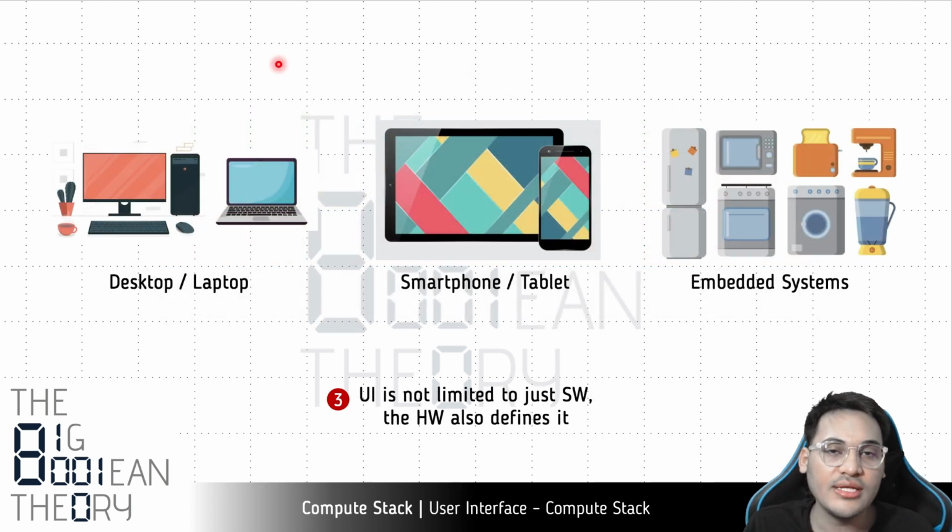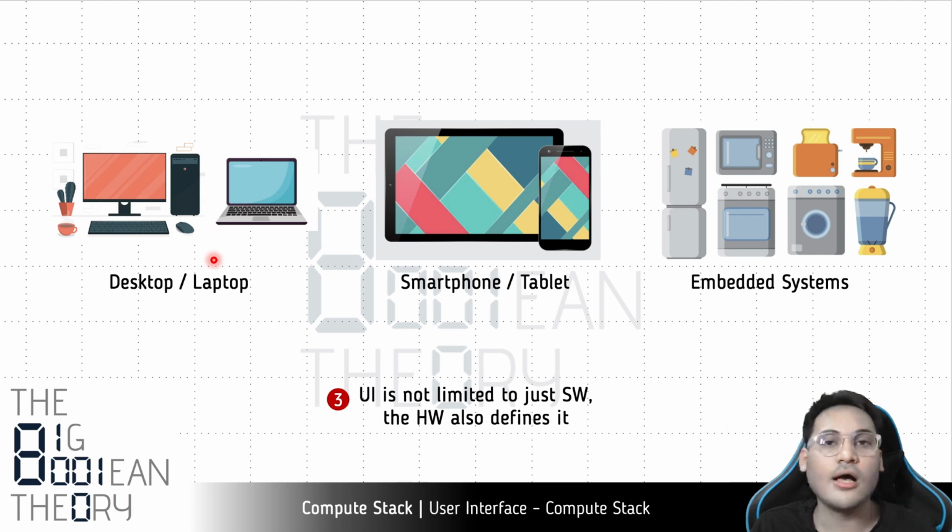So the next point is an important one. When we talk about the user interface or the user experience of using the system, it is not just defined by the software. So till now we have been talking about either the graphical user interface or the command line interface. These are two different types of software. But the point is that it's not just the software that determines the user interface, the hardware also plays a very major role. So in this slide, you can see there are three different types of computing environments.